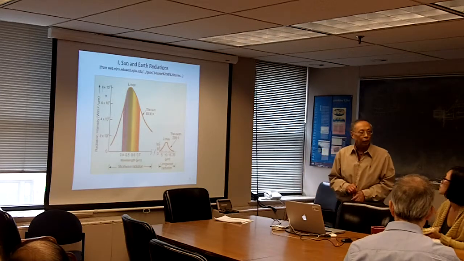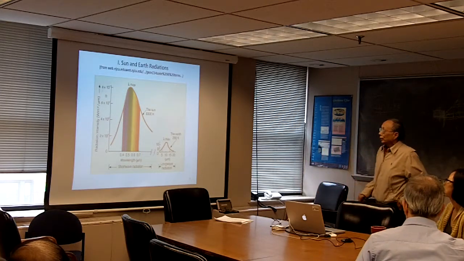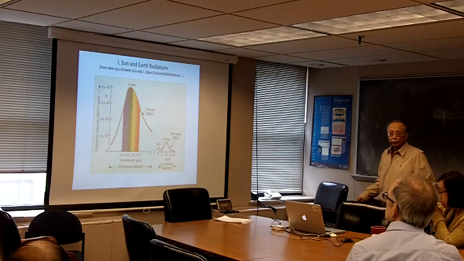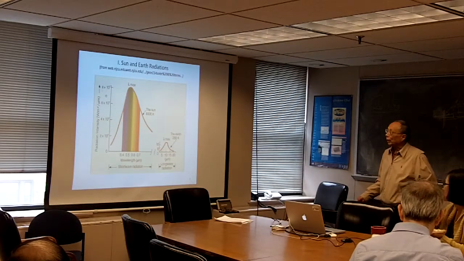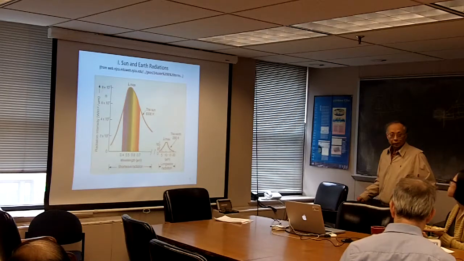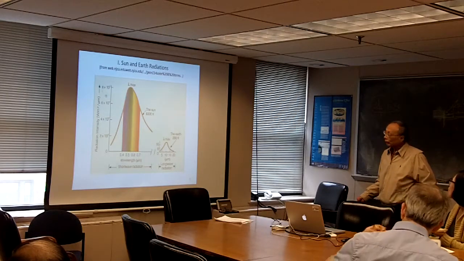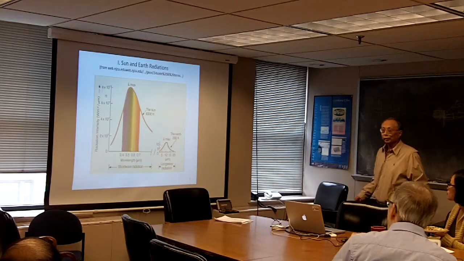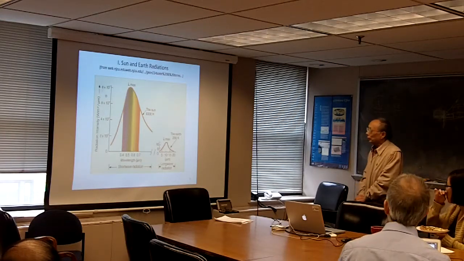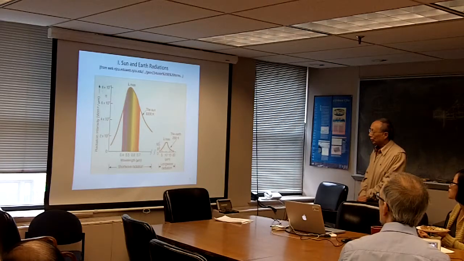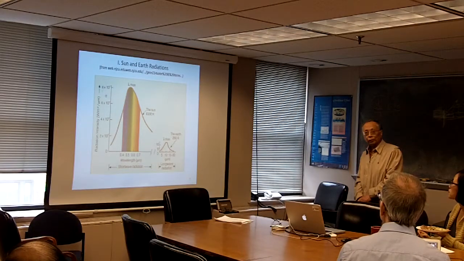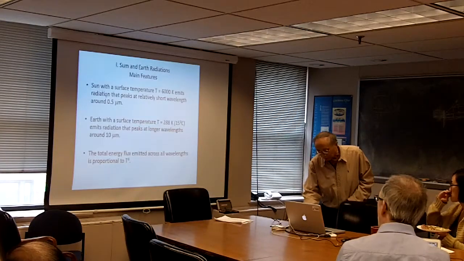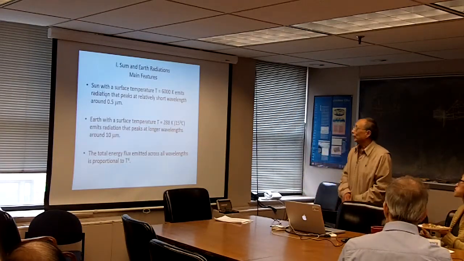Some slides I copied from the website. This is a copy from the website. This is about the radiation from the sun and the Earth atomic spectrum. I think everybody knows it depends on the temperatures. The sun temperature is much higher, so it emits much more flux, and the Earth temperature is much lower, therefore much smaller. I think these are the main features of the sun and Earth radiation.